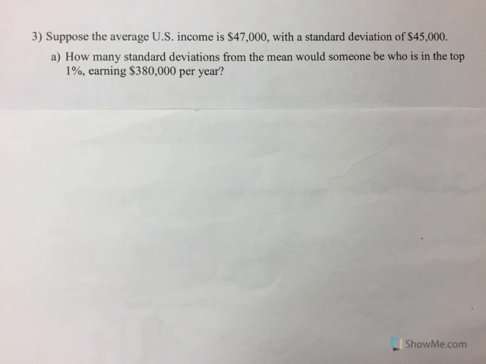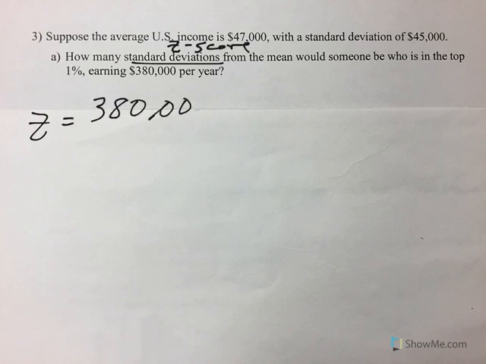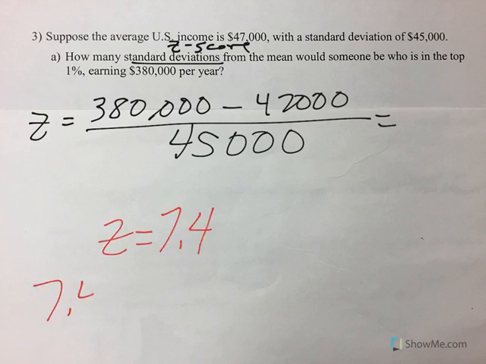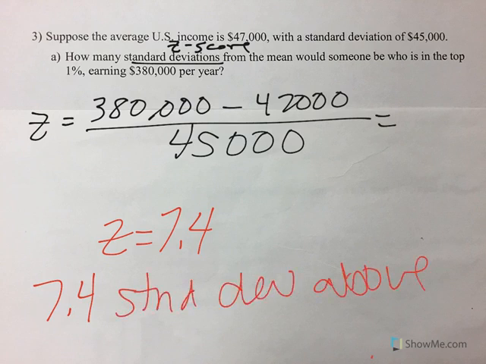Suppose the average U.S. income is $47,000 with a standard deviation of $45,000. How many standard deviations from the mean would someone be who is in the top 1%, earning $380,000 a year? They're just asking for the z-score. So the z-score is the value, 380,000, minus the average of 47,000, divided by the standard deviation of 45,000. When you find that, you end up with a z-score of 7.4. So that is 7.4 standard deviations above the mean.